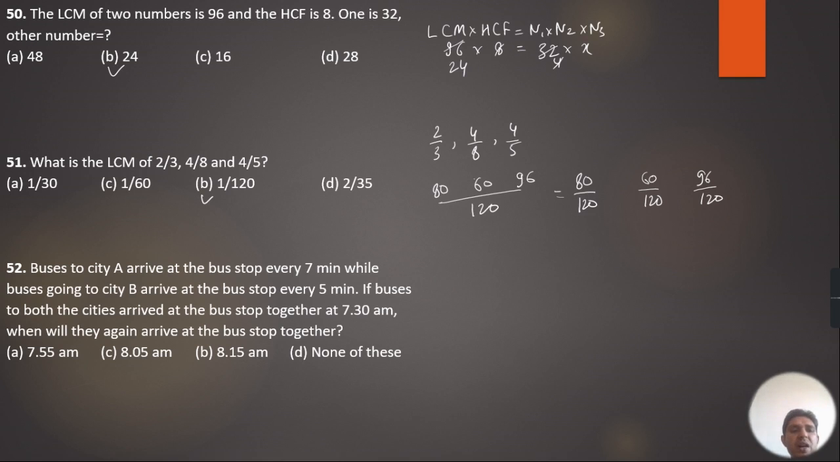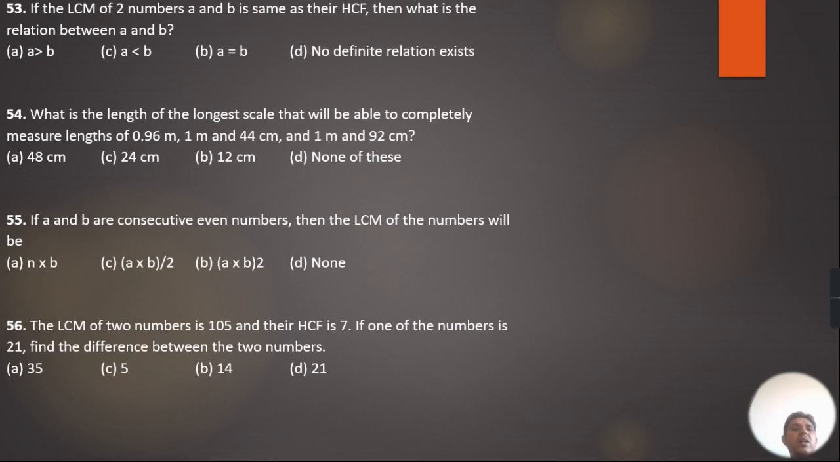Buses to city A arrive at the bus stop every 7 minutes, while buses going to city B arrive at the bus stop every 5 minutes. If the buses to both the cities arrive at the bus stop together at 7:30, when will they arrive together again? So students, this kind of question we have already discussed before, so I am leaving this question up to you, right? Coming to the next question, question number 53.